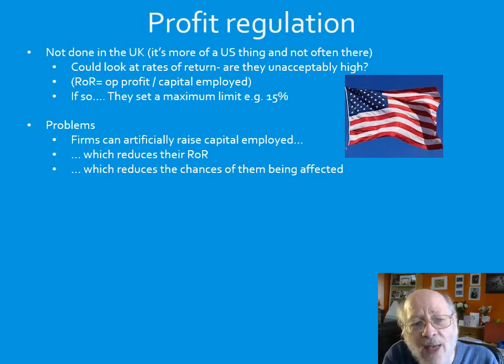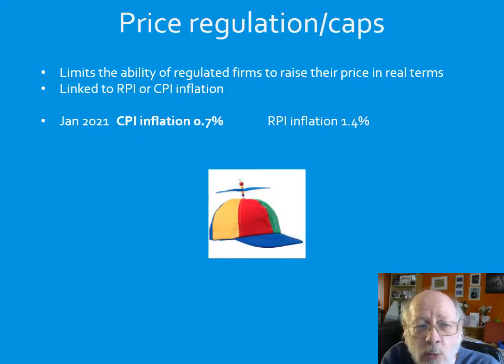Now, the issue with that is that firms can artificially fiddle the figures effectively. They can raise the capital employed shown on their balance sheets. That would therefore reduce the rate of return, which would reduce the chances of them being affected. I'm not going to say more about that because it isn't used. So what is used are price caps. Now, the idea of a price cap is to set a limit on how much these powerful firms can raise their prices in real terms. So it's how much they can raise their prices compared with the inflation rate.